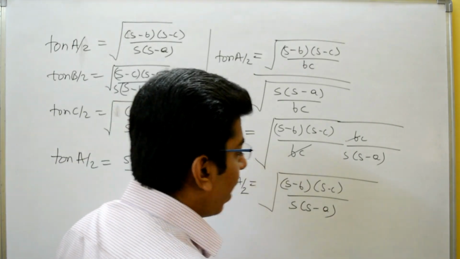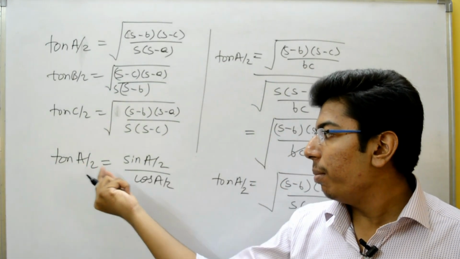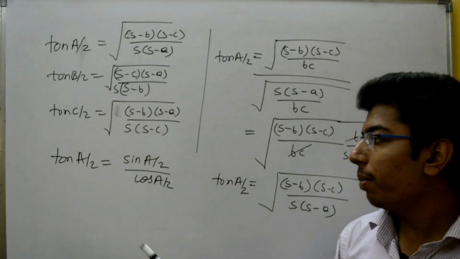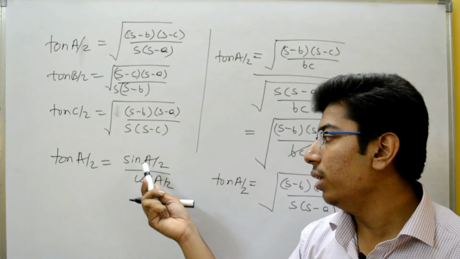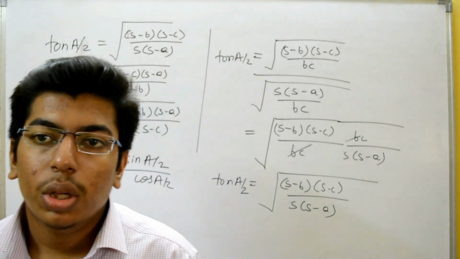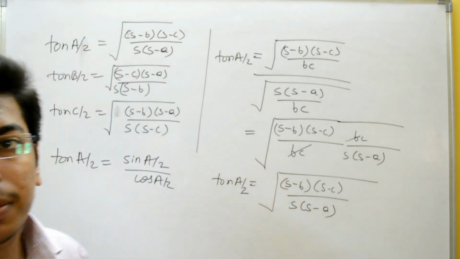If you have to prove tan B by 2, then replace A by B. If you have to prove tan C by 2, then replace A by C. So this is all about tan A by 2. So it is very simple. So look at this.